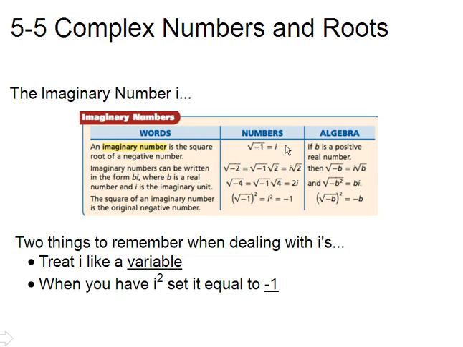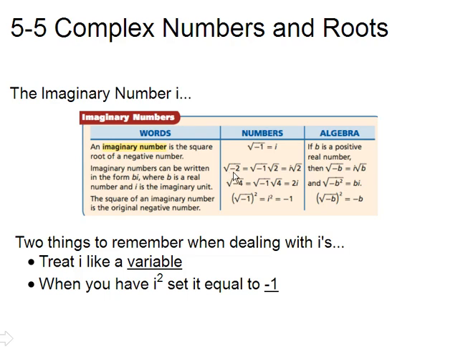You'll notice a lot of times on your calculators, if you try to take the square root of a negative number, you'll get an undefined answer. And so we need a way to deal with that. And the way that we're going to deal with that is use the imaginary number i. So for example here, a couple of examples.